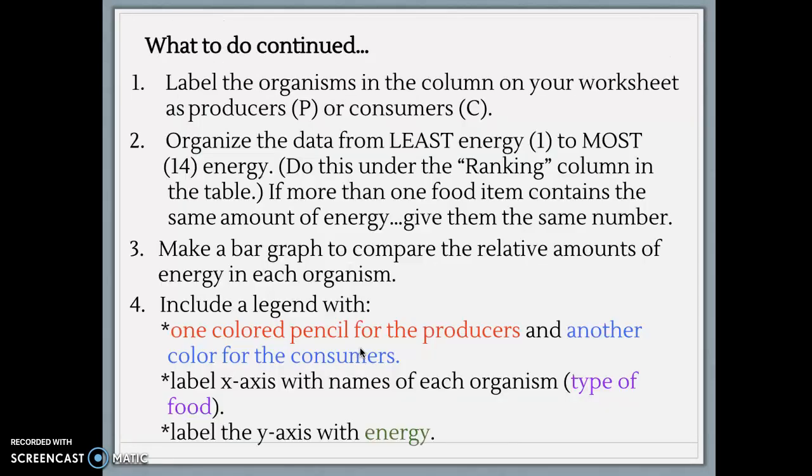Next thing we want you to do is organize the data from least energy to the most amount of energy, meaning we want you to rank these food items to see which one we can get the least amount of energy from, and which one we can get the most amount of energy from. So we're going to use a 1 for the least amount and 14 for the most amount.